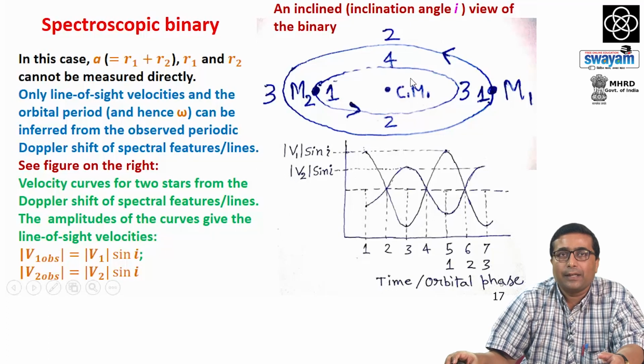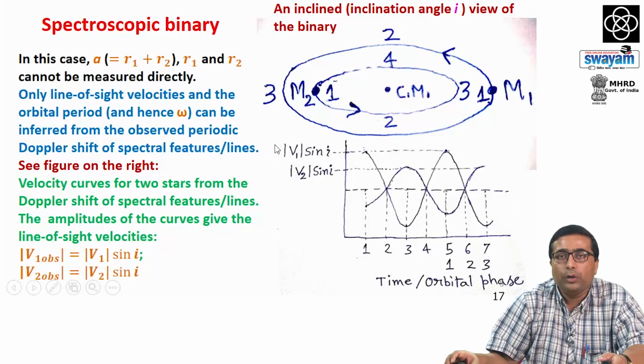In such a case, for a spectroscopic binary, a, R1 and R2 cannot be measured directly. Only line of sight velocities and the orbital period, and hence omega, can be inferred from the observed periodic Doppler shift of spectral features and lines. How can we do this?